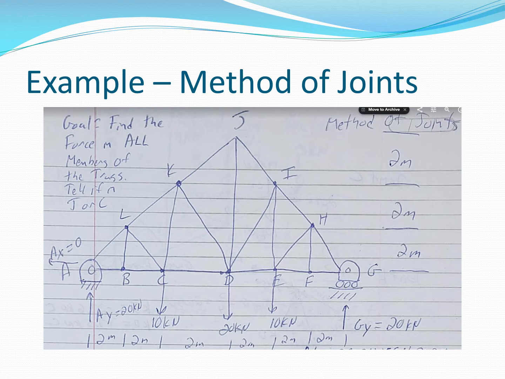So remember, step one was to find global equilibrium. Again, because it's symmetrical, the force will be split between the two supports, A and G. Now, there's an AX and an AY. Nothing is in the X direction, so AX equals 0. AY and GY are going to be split half and half. So you've got 40 kilonewtons, 20 on each.